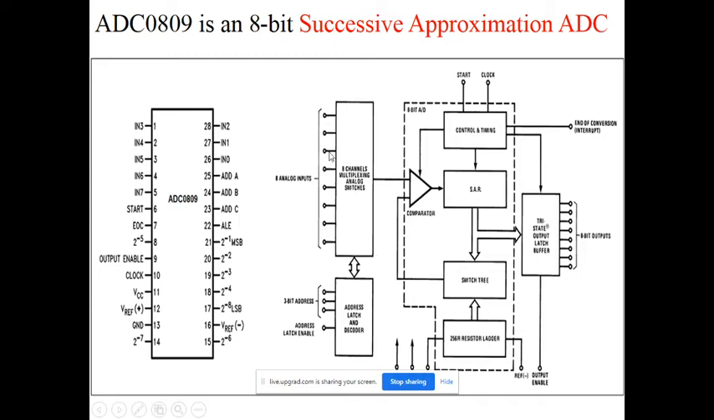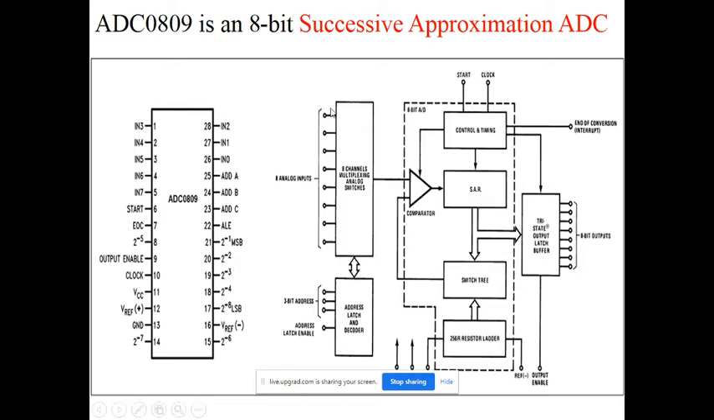Now, at a time all analog inputs are not given to the ADC. Out of 8, only 1 is passed for the conversion process. 8 sensors are there, but at a time all 8 inputs are not given to the ADC. Out of 8, only 1 is connected to the ADC at a time.